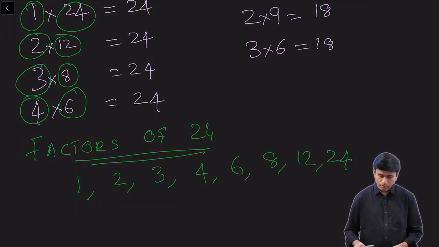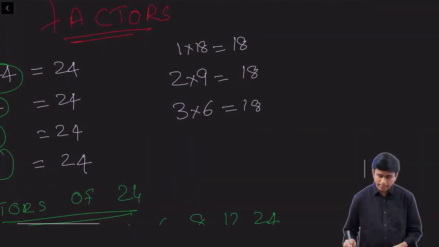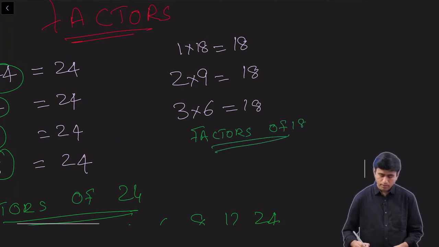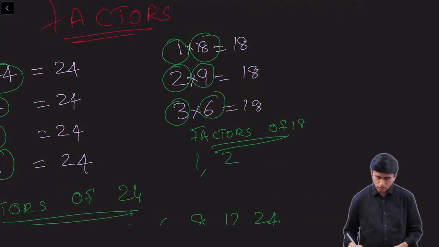How about the factors of 18? What are the factors of 18? I'm going to circle it. 1, 2, 3, 6, 9, and 18. Are you getting the picture?